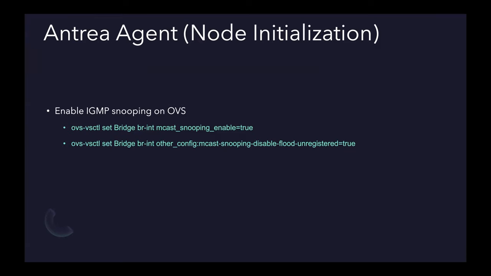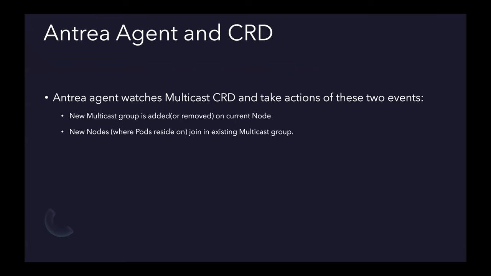And the Antrea agent has a watcher to watch the multicast CRD and filter messages by the node on which it's located. It mainly takes care of two types of events. One is that a new multicast group is added or removed from the current node, and the other is that new nodes have joined a currently existing multicast group. Let's talk about these events one by one.